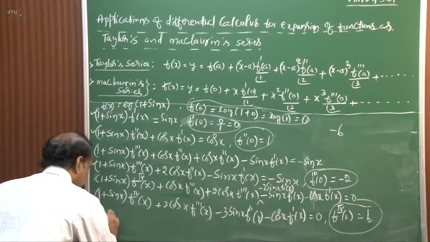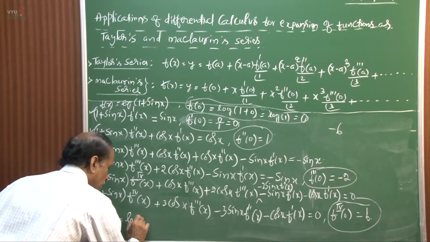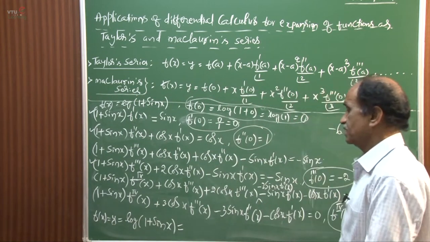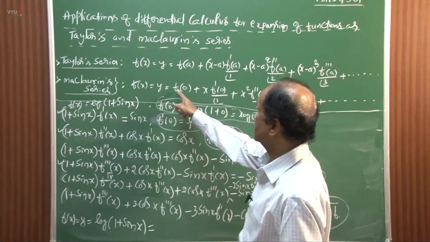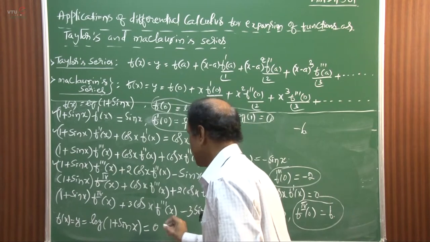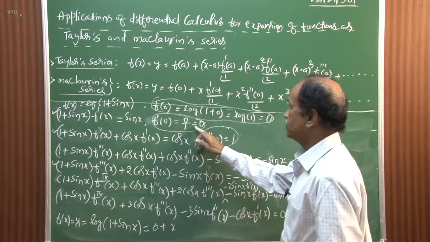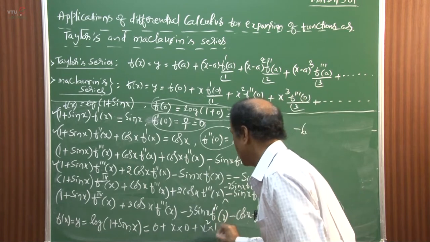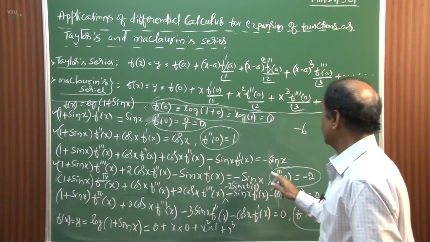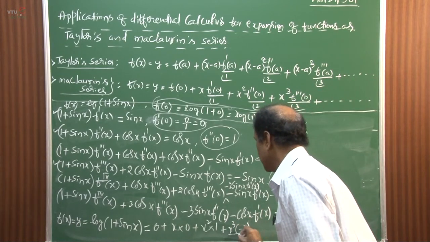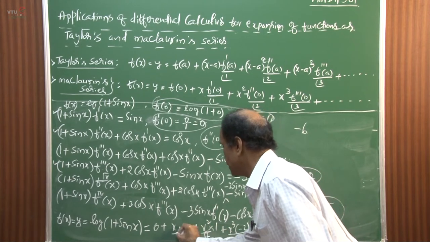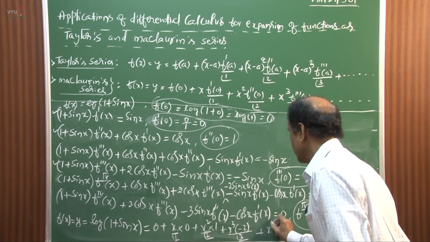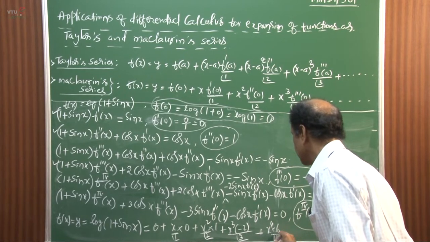Therefore, f of x, that is nothing but y, that is nothing but log of 1 plus sin x, is equal to the first term, that is f of 0. f of 0 is 0, that is 0 I will substitute, and plus x into f dash of 0, that is also 0, and x square f double dash of 0, that is multiplied by 1, plus of x cube, and f triple dash, that is minus 2, divided by 3 factorial, this is 2 factorial, this is 1 factorial, and plus of, this is plus 6, that should be x to the power of 4 into 6 divided by 4 factorial.